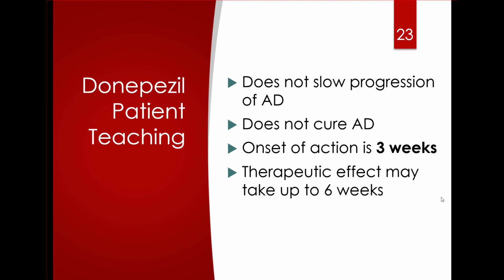So here's your patient teaching and family caregiver teaching. We're not going to slow the progression. We are not going to cure. And it's going to take about 3 weeks to see an onset of action. So we really want to intervene early in the diagnosis of Alzheimer's with starting this drug so that we can maximize the cognition and quality of life while we can. Because we know that this person will not stay in mild to moderate Alzheimer's disease forever. It can take almost up to 6 weeks to even see the effect fully.